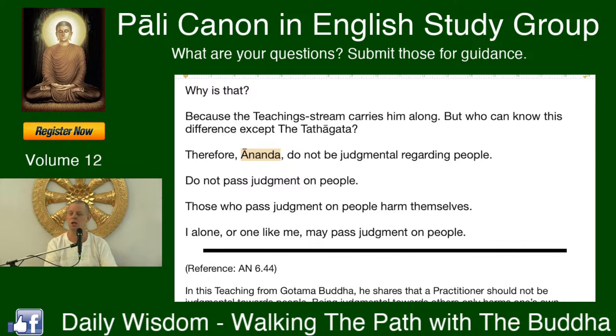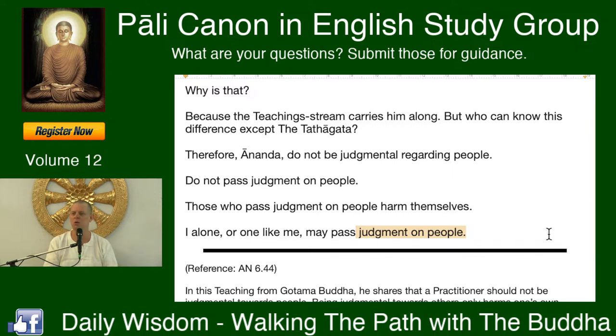And he was talking to Ananda saying, hey, don't be judgmental regarding people. Don't look at people and try to determine what stage of enlightenment they're in or what they've attained, essentially is what he was describing. He says he is the one who's able to do that as a Buddha. That's what he says here when he says, I alone or one like me may pass judgment. What he's talking about is that him or someone like him, meaning a Buddha, would be able to know what stage of enlightenment somebody else has attained, right?